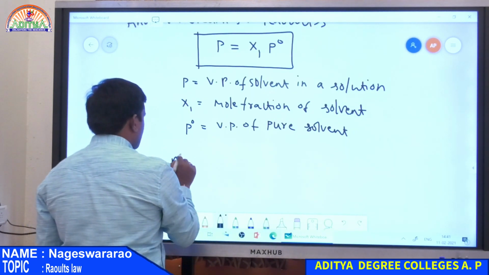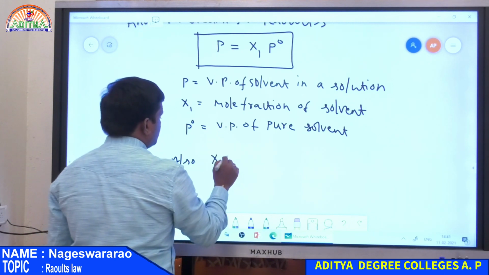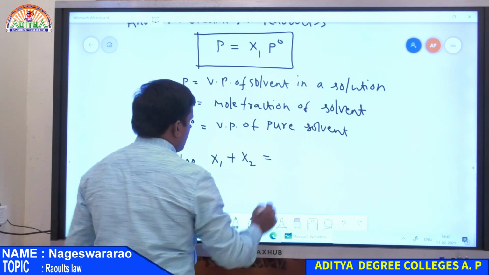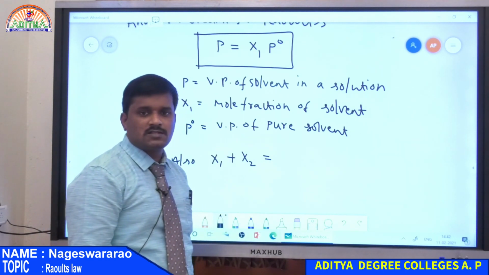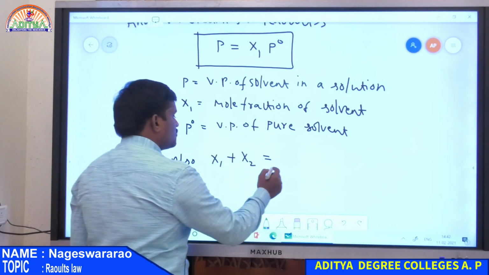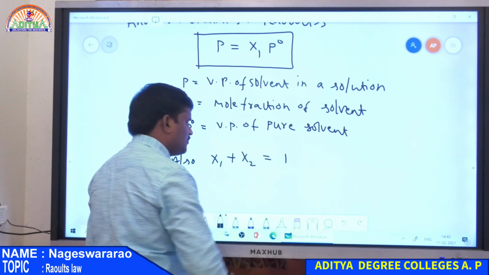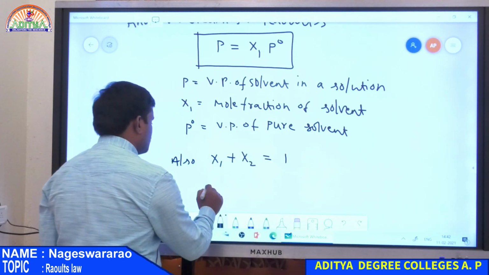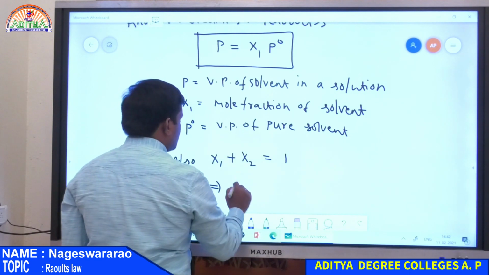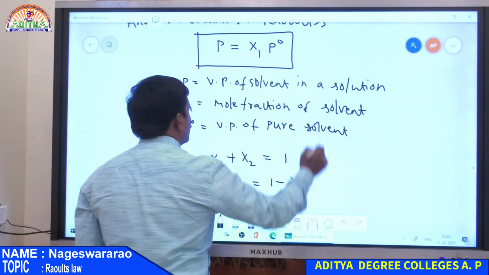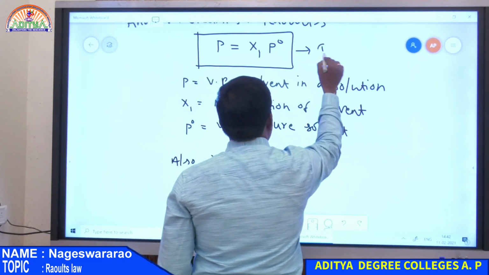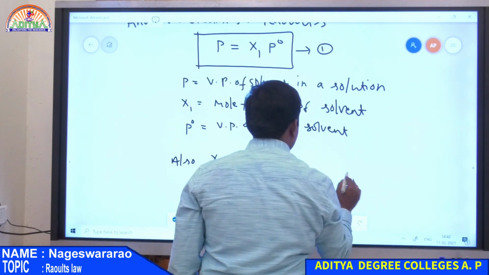Also we know that x1 plus x2 is always equal to 1, where x1 is the mole fraction of solvent and x2 is the mole fraction of the solute. So from this equation, x1 is equal to 1 minus x2. Take this as equation number 1 and this as equation number 2.